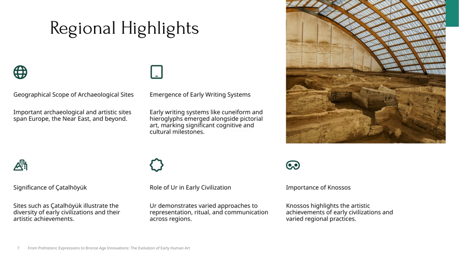Sites like Catalhoyuk provide a vivid picture of the diversity among early civilizations, showcasing their varied artistic achievements. Similarly, the city of Ur reveals different approaches to representation, ritual, and communication, highlighting regional variations in early civilization. Lastly, Knossos stands out for its artistic accomplishments and demonstrates the variety of regional artistic practices that existed in the ancient world. Each of these sites helps us understand the richness and complexity of early human culture.